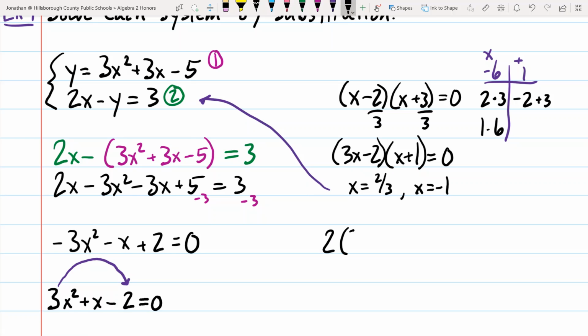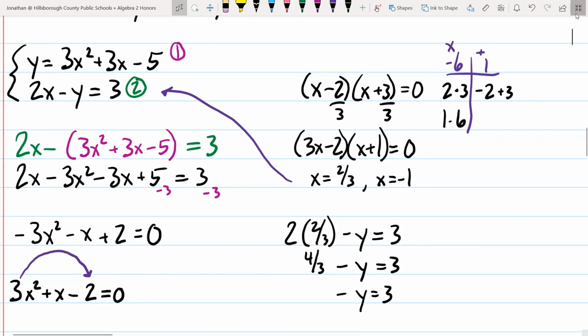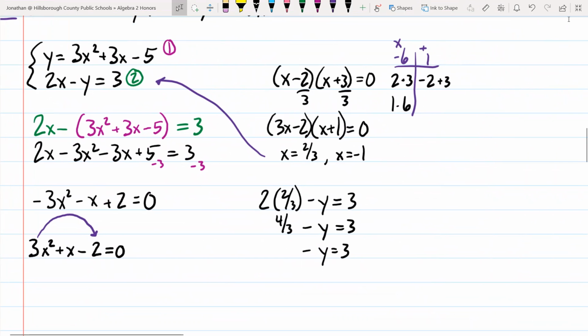So 2 times 2/3 minus y equals 3. 2 times 2/3 is 4/3 minus y equals 3. We're going to subtract that 4/3 to the other side. Let's see here. Handy dandy calculator, will you help me out? 4/3, and we are subtracting that away from 3. On some scientific calculators, you should be able to convert to a fraction. Okay, so you have minus 4/3.